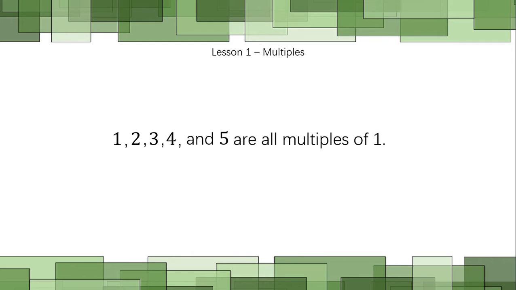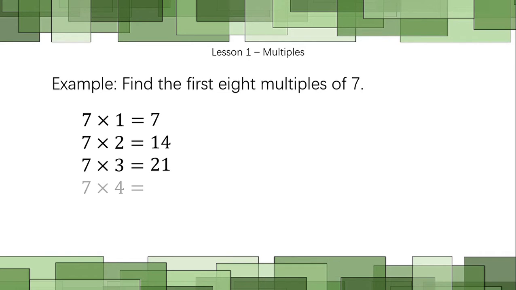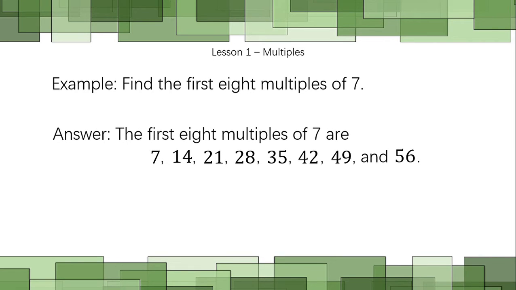For our final example, let's find the first 8 multiples of 7. 7 times 1 is 7, 7 times 2 is 14, 7 times 3 is 21, 7 times 4 is 28, 7 times 5 is 35, 7 times 6 is 42, 7 times 7 is 49, and 7 times 8 is 56. These are the first 8 multiples of 7. Again, to find a multiple of a given number, you just have to multiply it by a counting number.